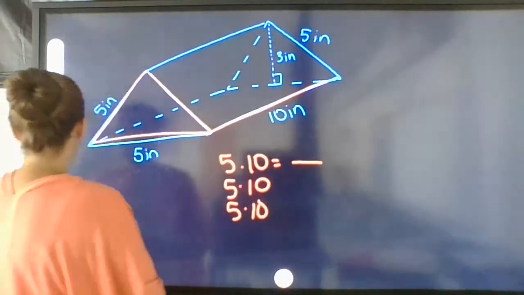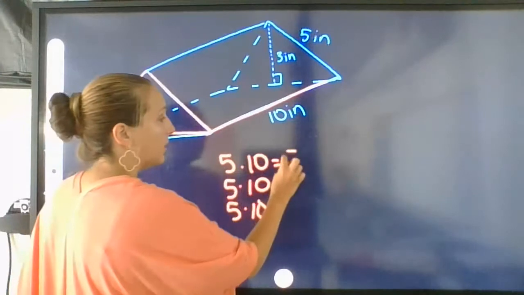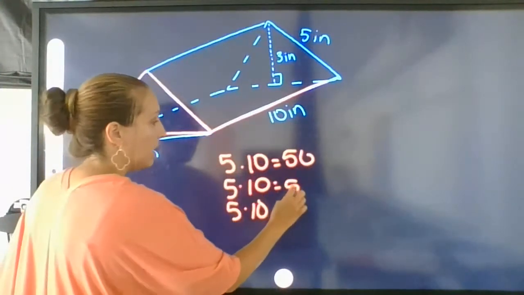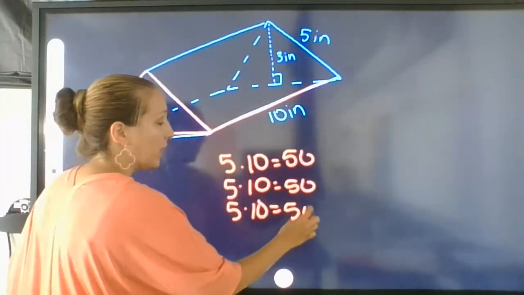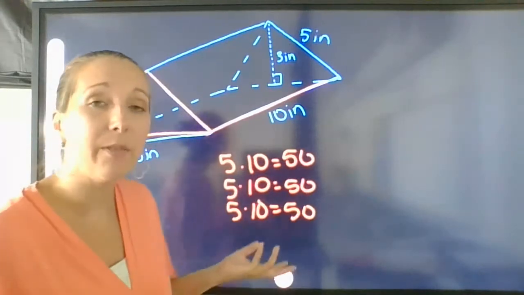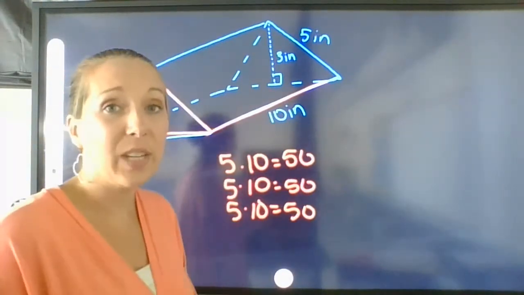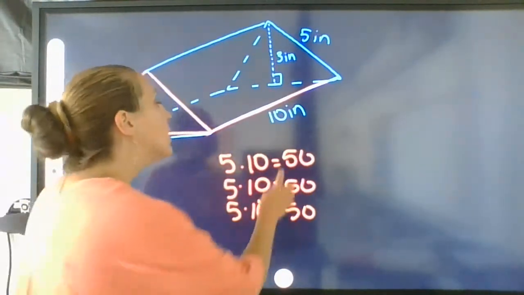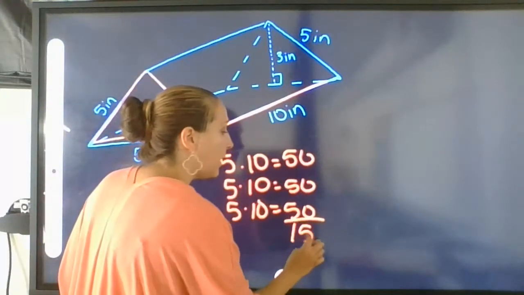So I don't know why I drew on there. So now we're going to do 5 times 10 is 50. 5 times 10 is 50. 5 times 10 is 50. So this is where we could have said 5 times 3 is 15 times 10 is going to be 150. So our rectangles would equal 150.